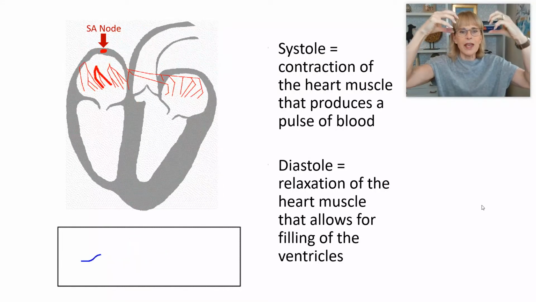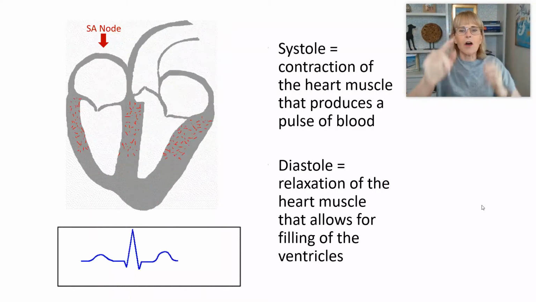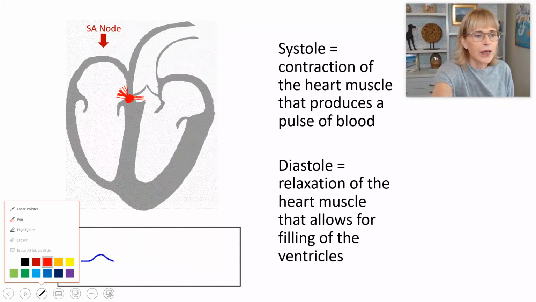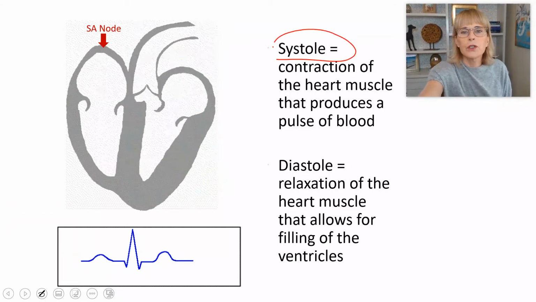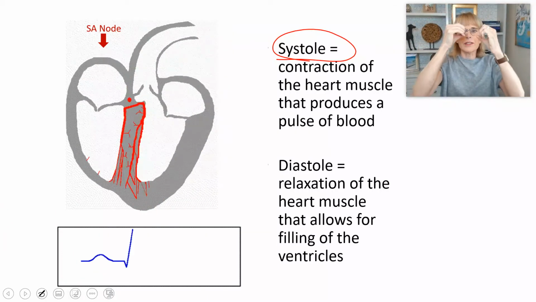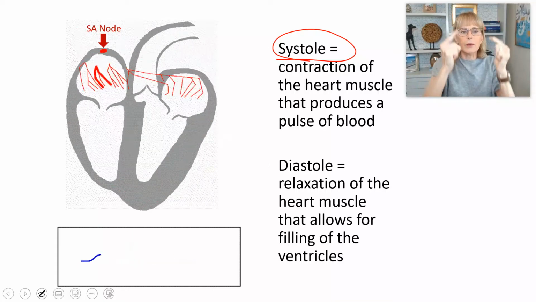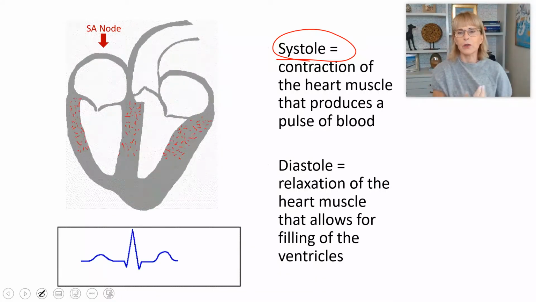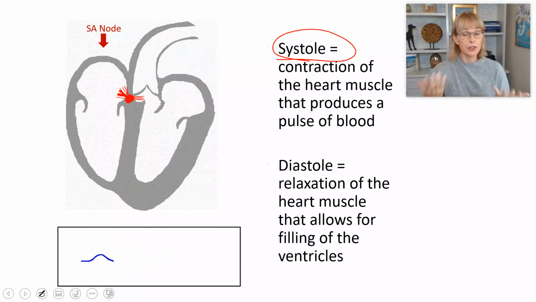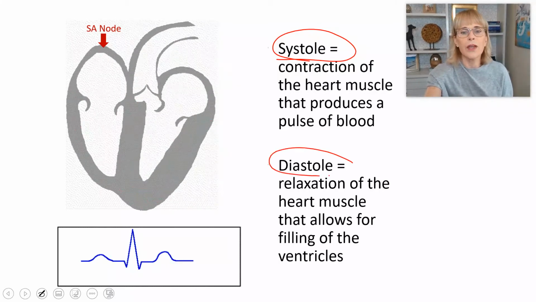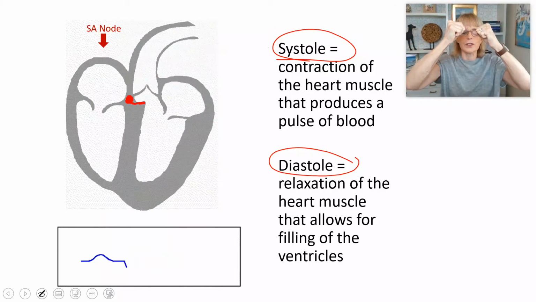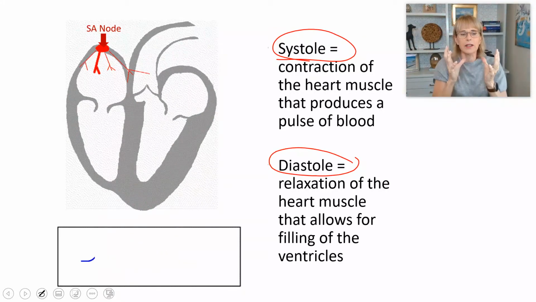And then when they contract, they are in systole, and systole is the word that we use to describe the contraction of the heart muscle. So when the atria are in systole, they contract and they push blood into the ventricles. And the ventricles need to be relaxed in order to receive that blood. So while the atria are in systole, the ventricles are in diastole. So atria are in systole, ventricles are in diastole, they fill up.